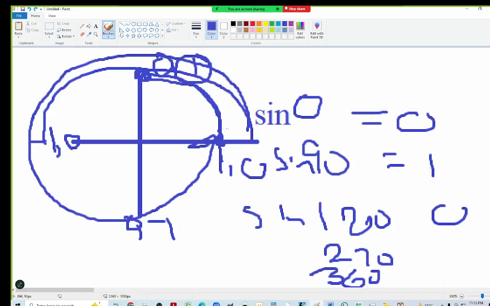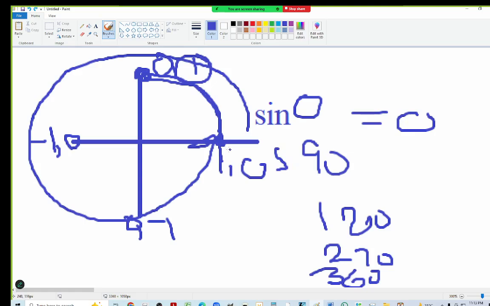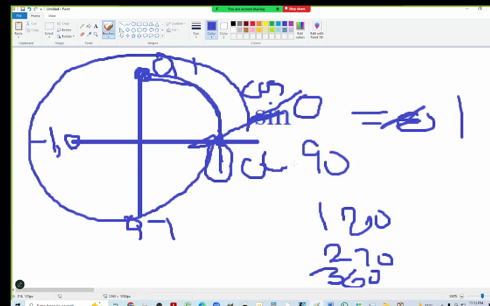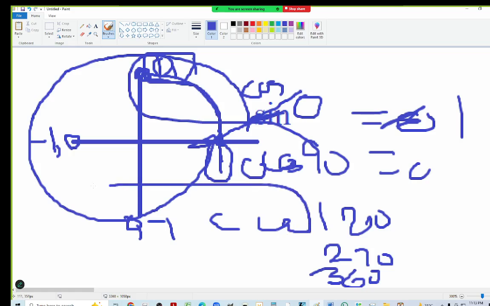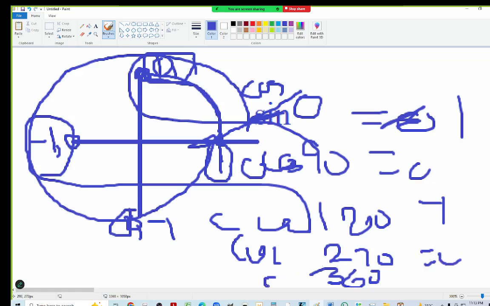I want you to also note the x values over here are the cosine values. So cosine of 0 degrees is the x value here. 1. Cosine of 90 is the x value here. 0. Cosine of 180 is the x value over here. -1. Cosine of 270 is the x value over here. 0. Cosine of 360 is the same as 0. It's 1. Did you follow that? Yeah, that does make sense.